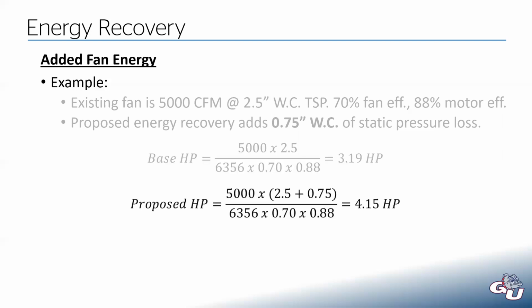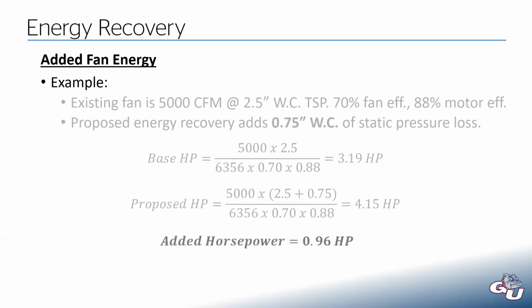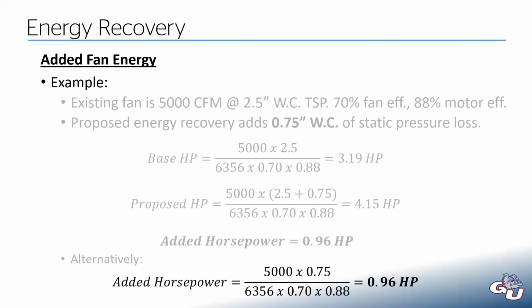And then our proposed horsepower would be the same equation. We've just increased the static pressure, and that would result in 4.15 horsepower. So our added horsepower would be 0.96. An alternative way to look at this, if you were only concerned about that delta, you can just run through the formula and just plug in the added static pressure. Just plug in 0.75 in your numerator and you'll get the same answer.